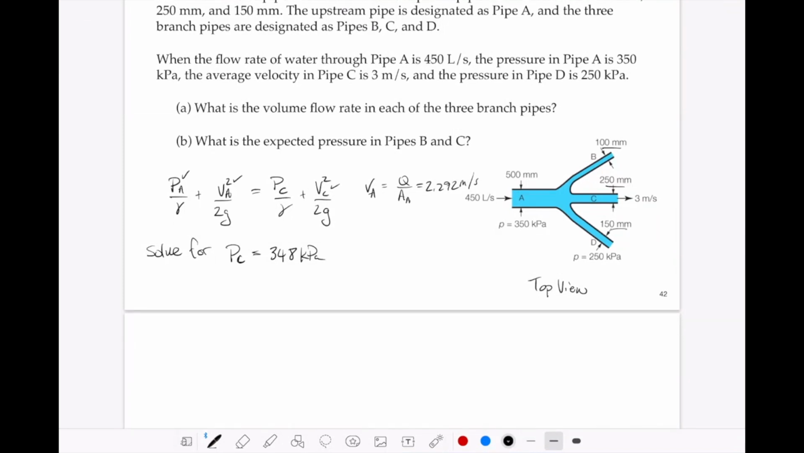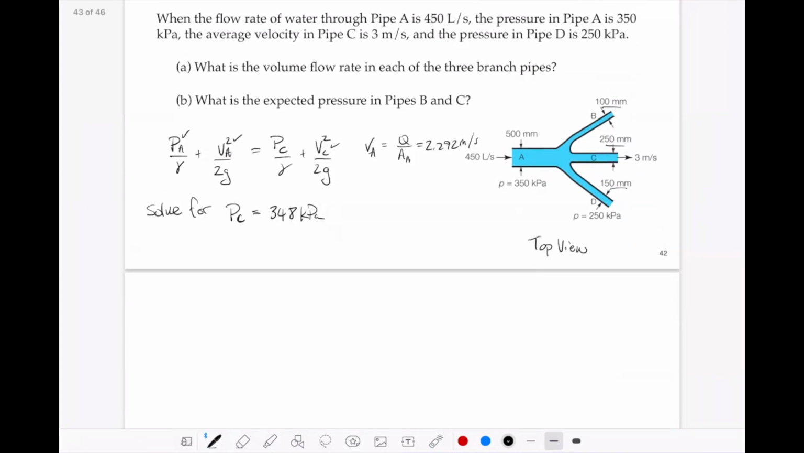Because we don't know any information about point B, we can't solve for the pressure at point B yet. There's too many things we don't know. So we have to figure out the volume flow rate through that section, and if we know the velocity, then we can use Bernoulli to solve for the unknown pressure. So, for continuity, the flow rate in section A has to equal the sum of the flow rates in the other three sections.